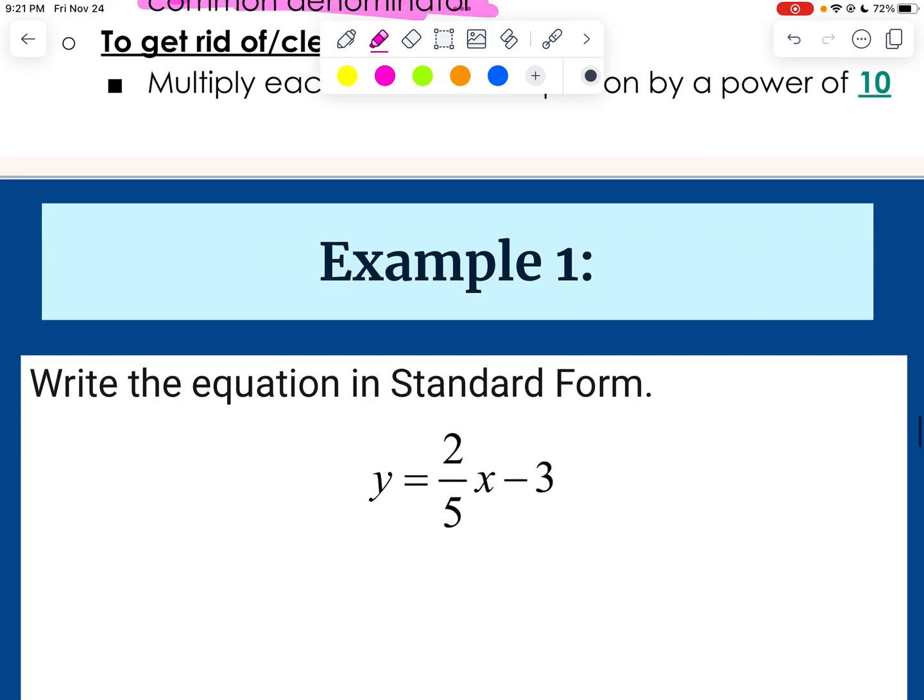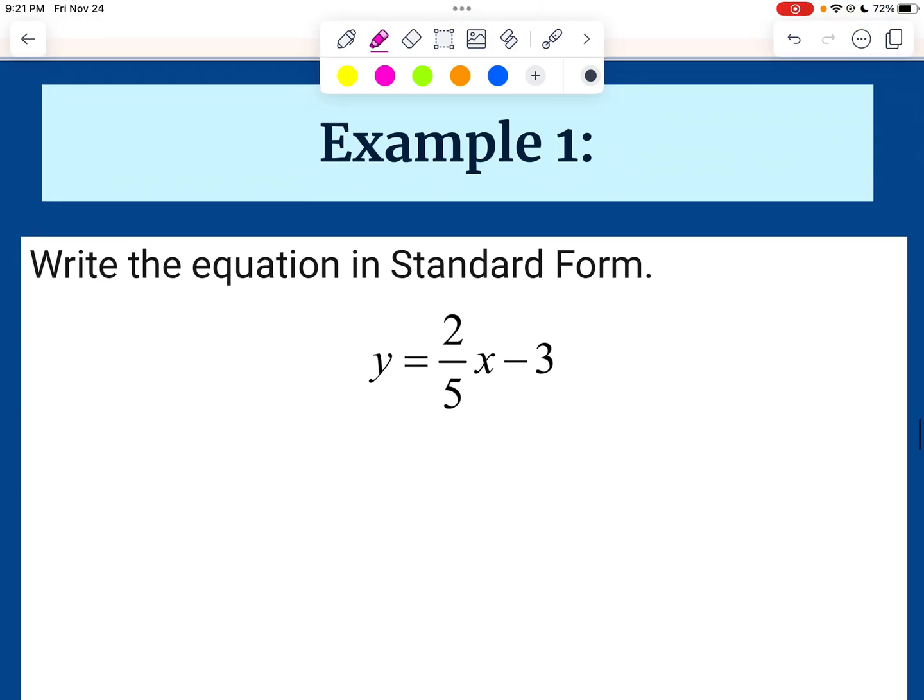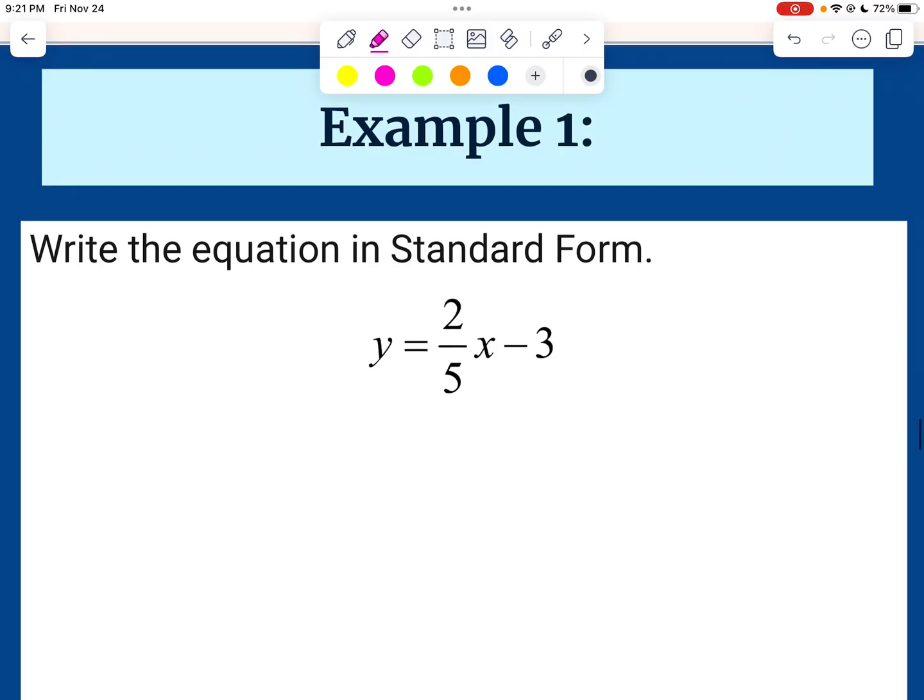Don't worry, don't sweat it. We're going to do some examples to show you what that looks like tangibly. So, for example 1, we want to write the equation in standard form. So, a couple of things. Number 1, x and y have to be on the same side. Because the constant has to be on the other side, I'm actually going to move this x over there.